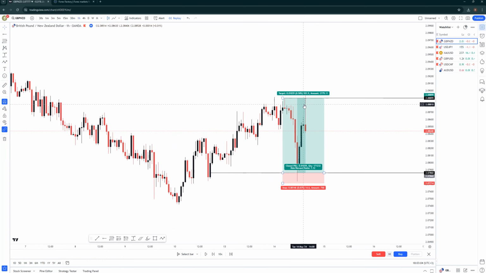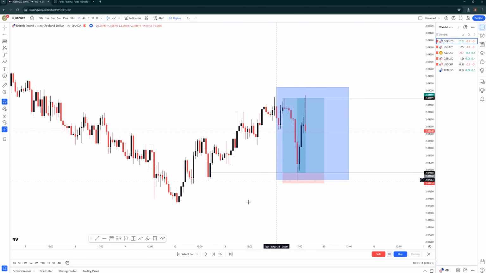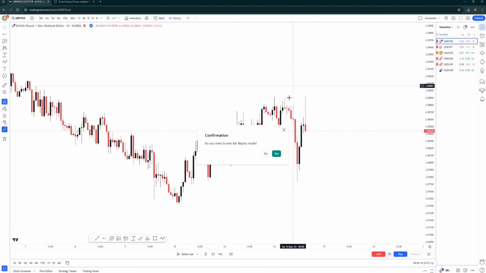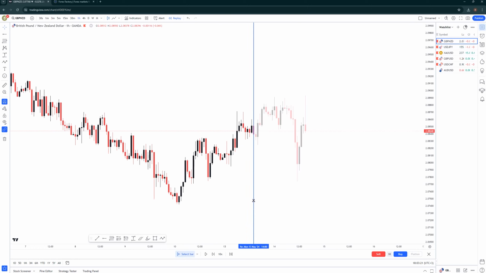was 103 pips, but also the risk was only 14 pips. So let me show you how I managed to take this entry. First, we start by knowing the buyers.